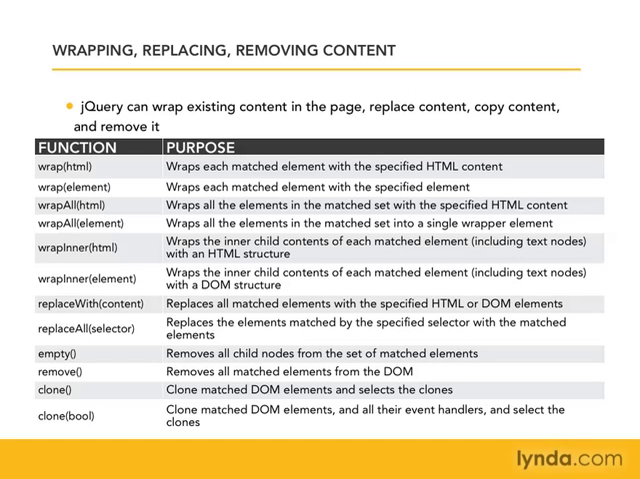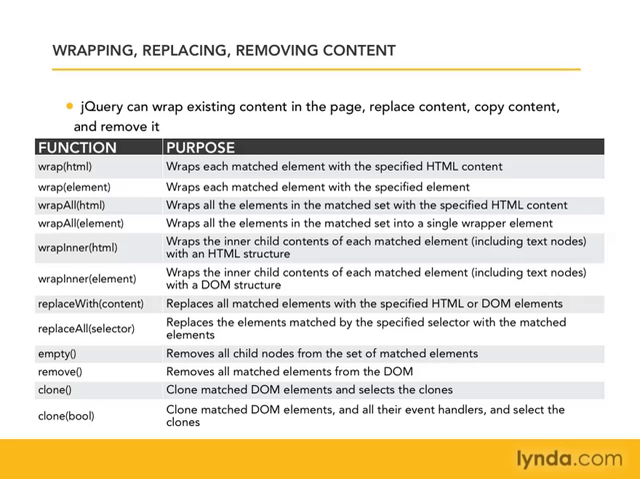And finally, the wrap inner functions will wrap the inside child contents of each matched element, including text, within either HTML or the DOM element that I specify here, assuming that the DOM element that I'm passing is allowed to have children inside of it. For example, images can't have child elements inside them, so that wouldn't work. If I called wrap inner on a UL tag and it had a whole bunch of LIs, then all those LIs would be wrapped inside whatever I passed in as this HTML or this element. So that's wrapping.